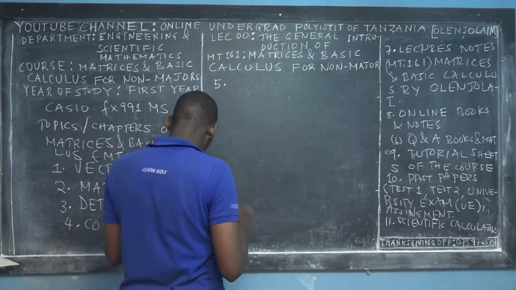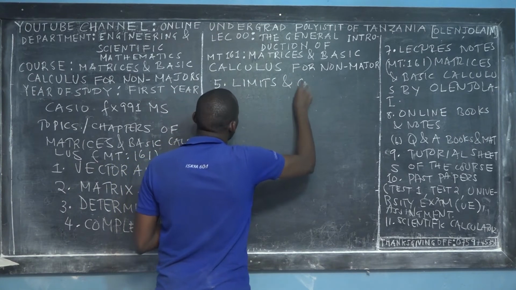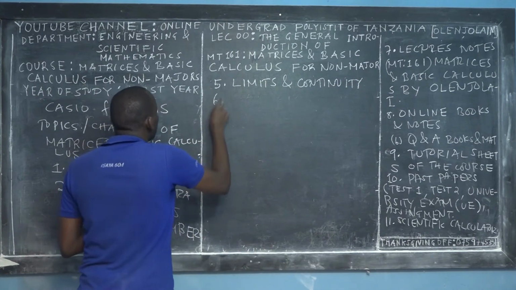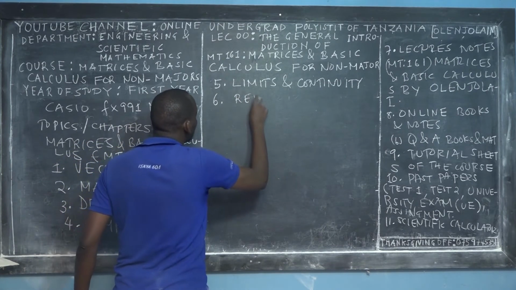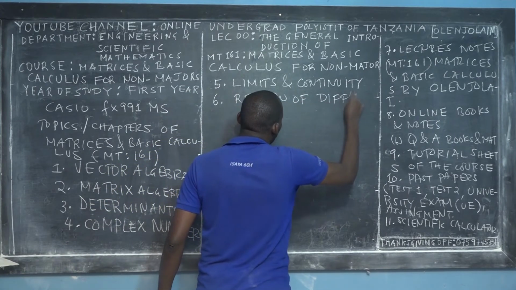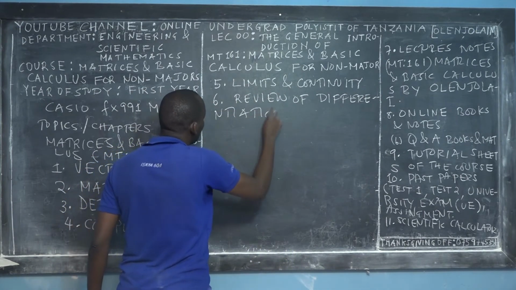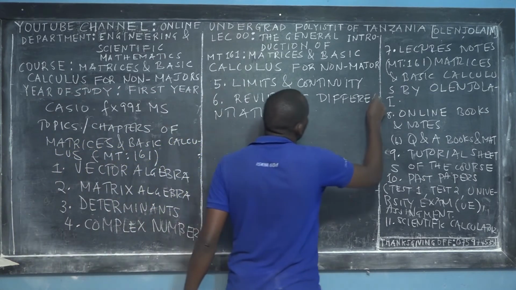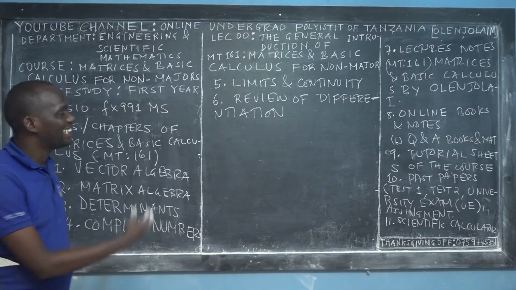And then the fifth chapter is called limits and continuity. Then the sixth chapter that I will teach you is review of differentiation. So we review what you know about differentiation. You covered differentiation during your ordinary diploma studies, and also during your advanced studies in the subject called calculus. So these are the six chapters.